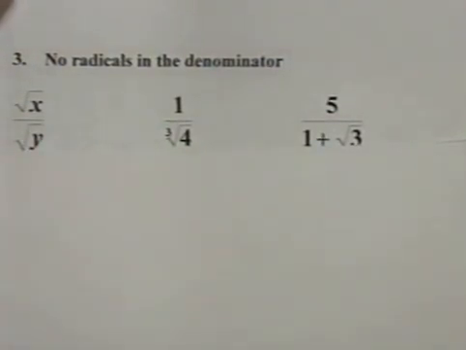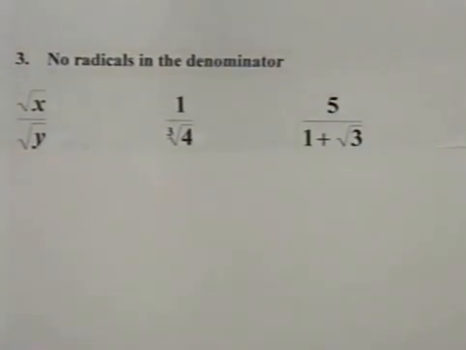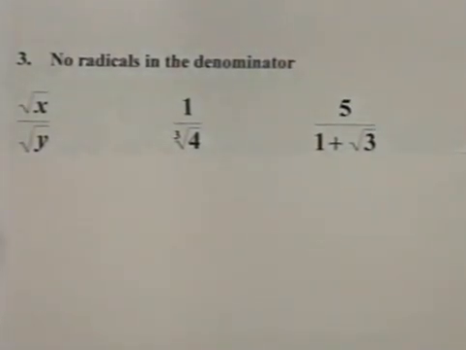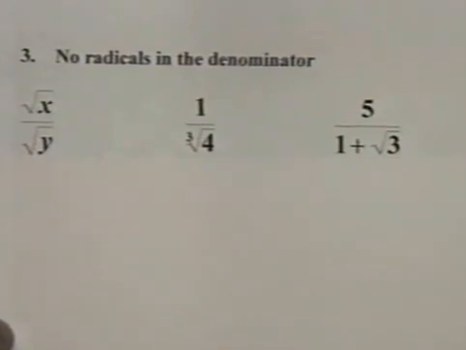First one, square root of x over the square root of y, 1 over the cube root of 4, and 5 over 1 plus the square root of 3. What's wrong with those expressions is that they each have a radical in the denominator, and we will always, at least in this study, want to remove those from the denominator to put it in simple radical form.